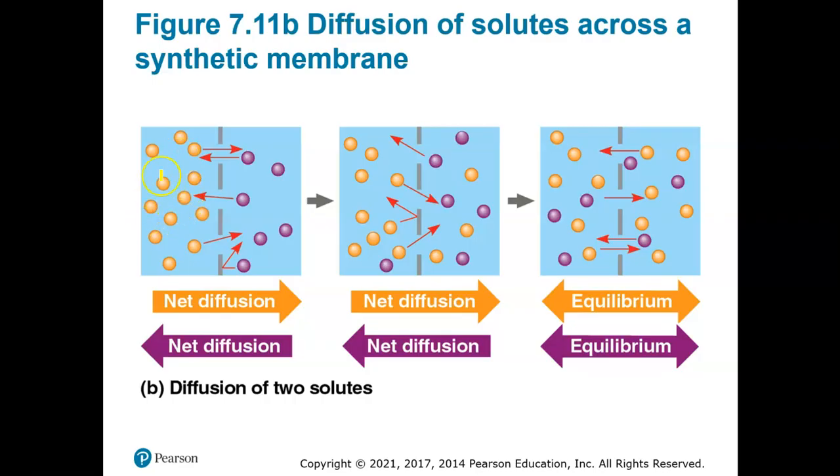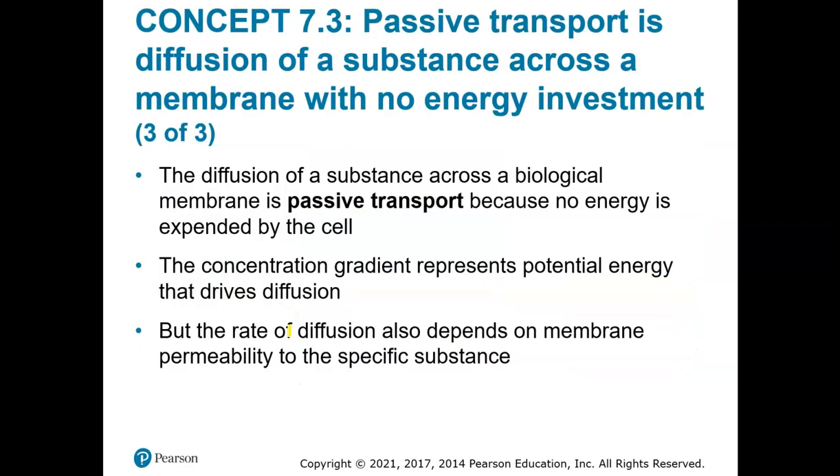So for example, these yellow molecules, if they're going to diffuse down their concentration gradient, they're going to move from the left side to the right side. And the purple molecules are going to diffuse from the right side to the left if they're going to go down or with their concentration gradient. And we already said passive transport is when there's no energy requirement.